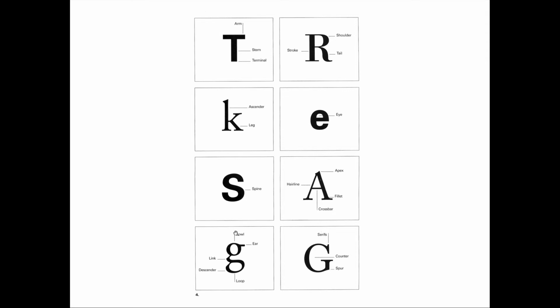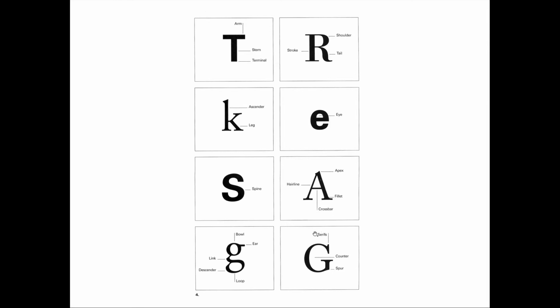If we look down here at the G, a bowl is a circular stroke that encloses the letter G at the top form. The link is the stroke that connects the bottom of the bowl on a G. The loop is the bottom part of the G. It's an enclosed descender on the lowercase g, specific to the lowercase g. A descender is a lowercase letter that projects below the baseline. We often see this on lowercase letters like Y and G and Q.